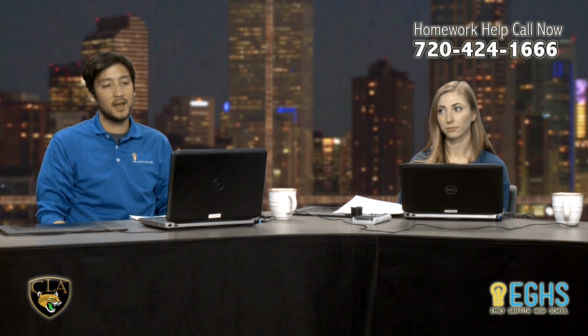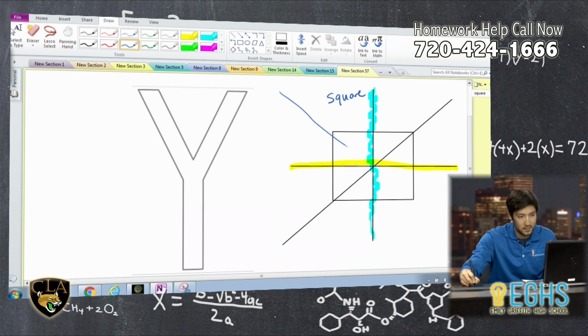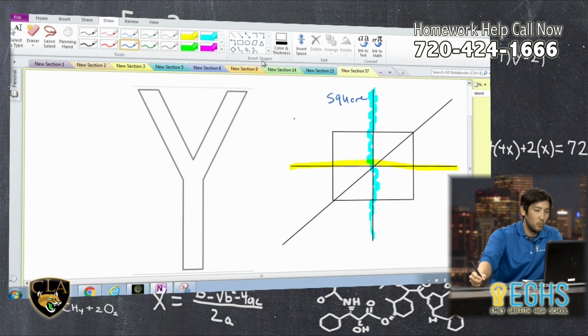Yeah. So when we look at this letter Y, we're asking how many lines of symmetry do we have? In this case, if this were a square, I would have another line of symmetry right here. And I think that would be it, right? 1, 2, 3, 4 lines of symmetry. But with this other shape, let me rewrite square, I'm only seeing one line of symmetry. That line of symmetry would be if I were to go straight down here.